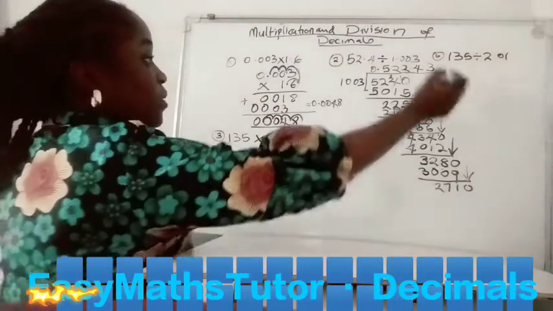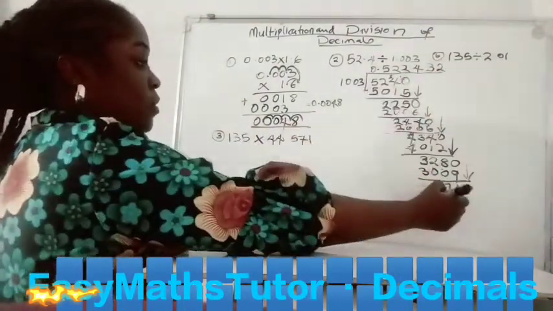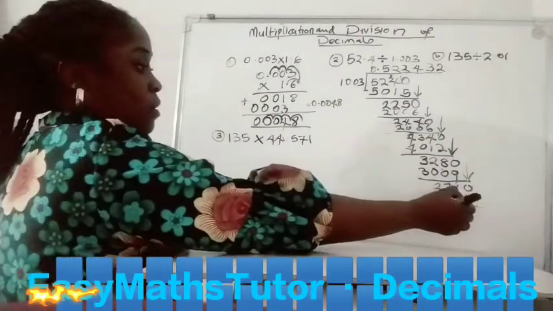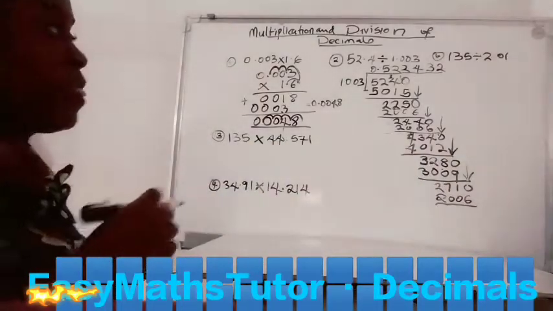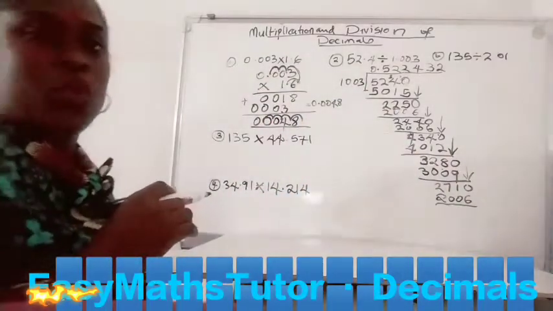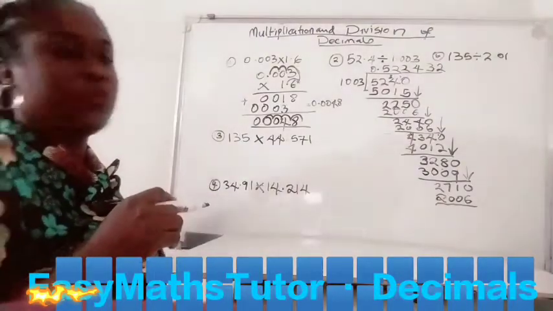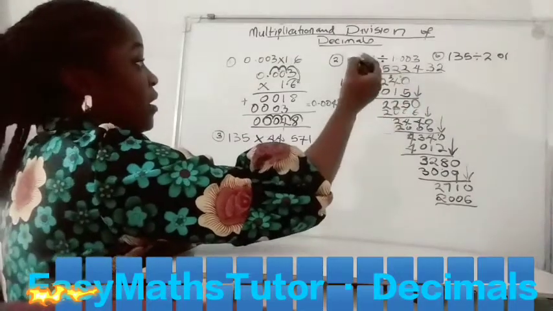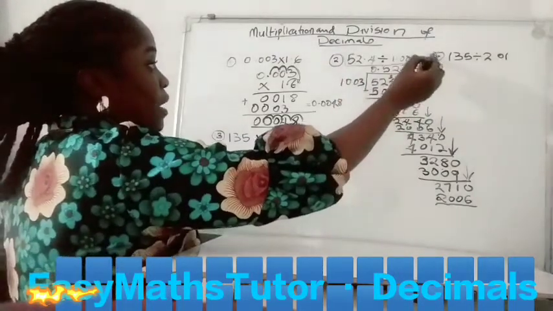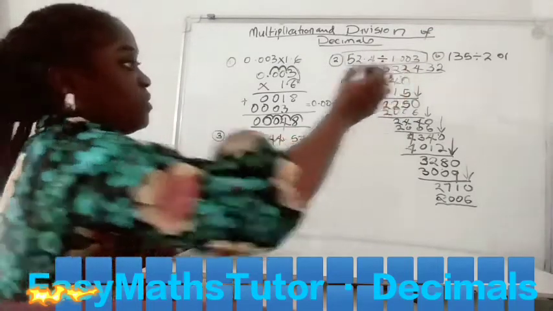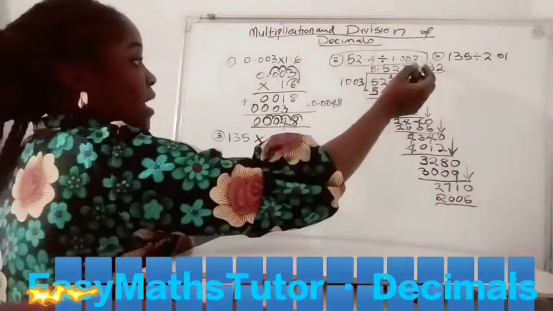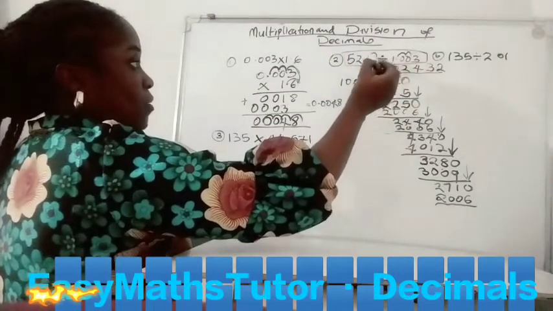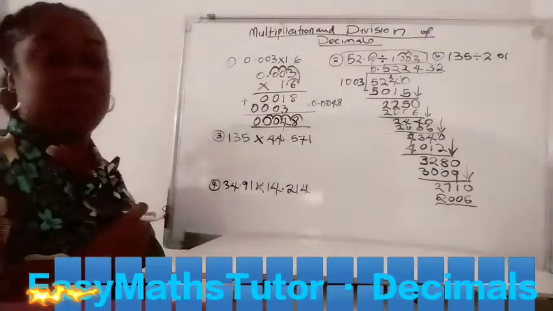So let's do this final one. We'll have 2 here. So we'll have 2006. Okay, so let's stop here. Now I'd like you to watch this carefully. Here we'll count how many decimal places we have in the whole of this term. Starting from the end, we'll say 1, 2, 3, 4. We'll have 4 decimal places.